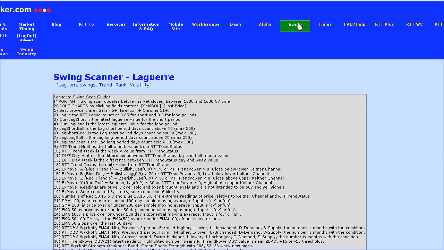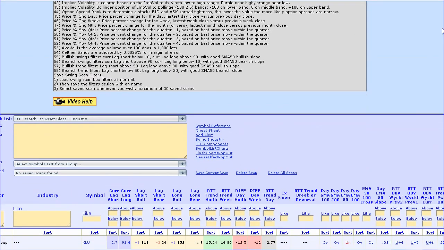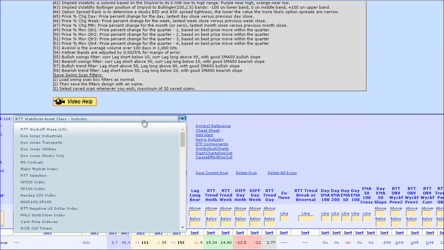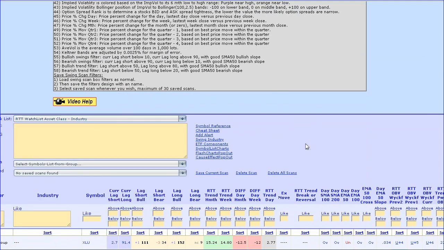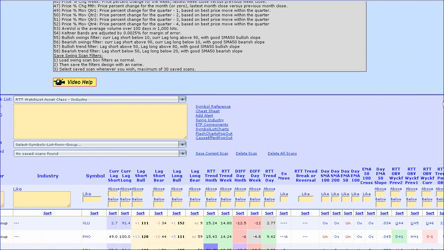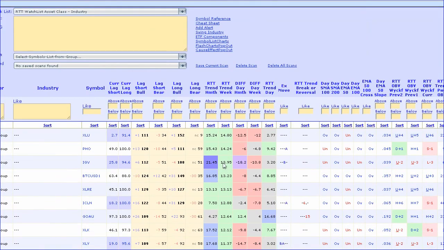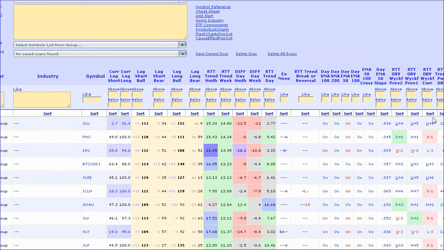I go to my swing scanner, scroll down, and select industry. I've got industry already selected, and that's got all my industry ETFs in it. I quite like to sort on the week. That gives me my RTT trend status, strongest to weakest, so I've got my strongest at the top and the weakest on the bottom.